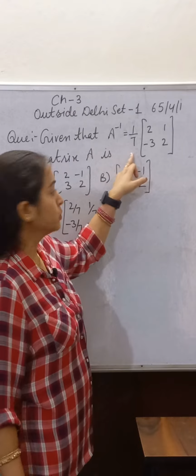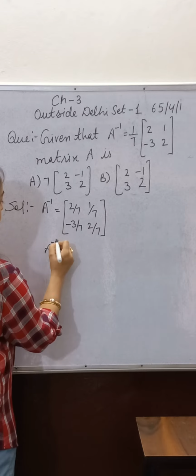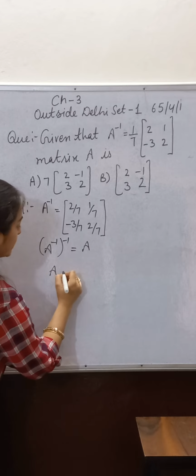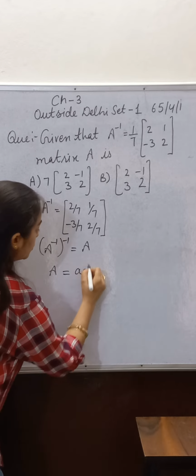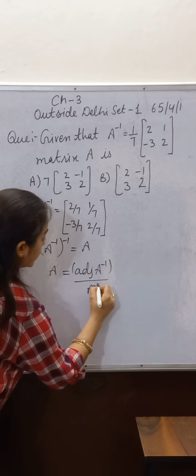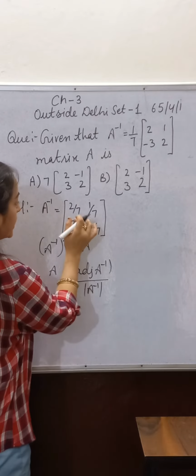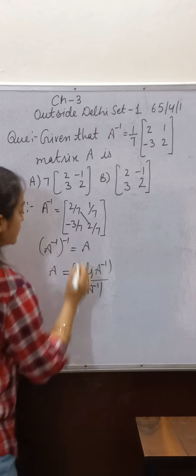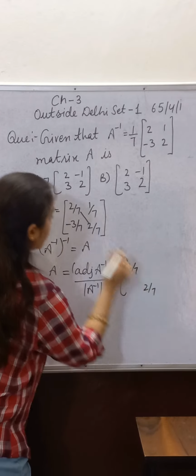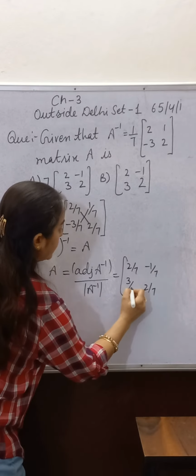A inverse is equal to this, and we find the A matrix. We know that (A inverse) inverse is equal to A. Now theorem number 4: A inverse is equal to adjoint A upon determinant of A. Okay, we have right here the adjoint: interchange this number, we interchange this number. Okay, now change the sign of this number, -1/7 and 3/7.